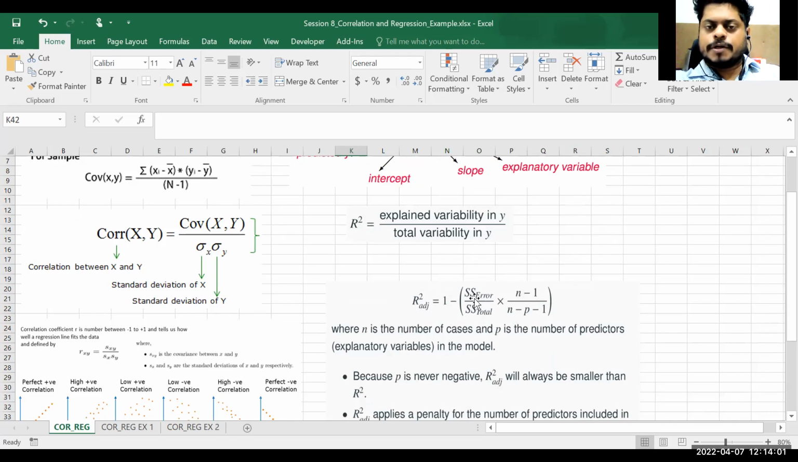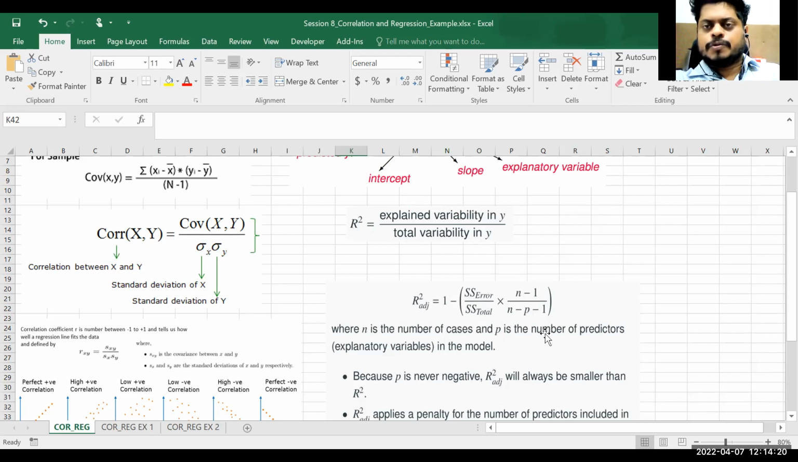On this part of the formula, sum of square error divided by sum of square total, I'm multiplying one factor called n minus 1 divided by n minus p minus 1. N is the number of data points, number of observations, your sample size. P is the number of predictors, the number of independent variables.